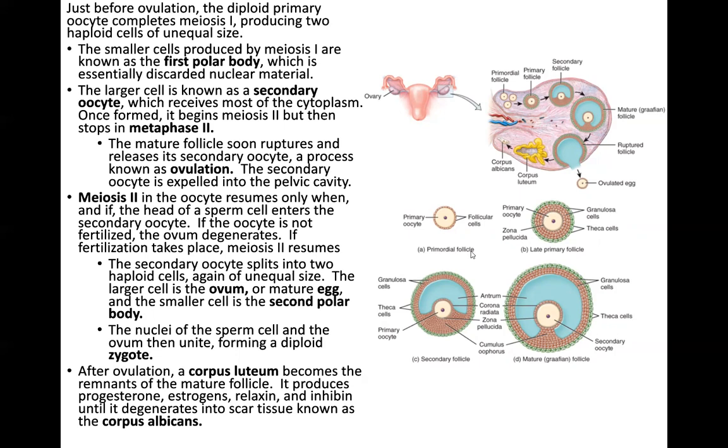Just before ovulation, that diploid primary oocyte completes meiosis one, which means we go from one cell to two cells, and each cell is going to be haploid. But what we see here in letter D with our secondary oocyte, which is one of those two cells, we don't see the other. And that other cell is called a first polar body.